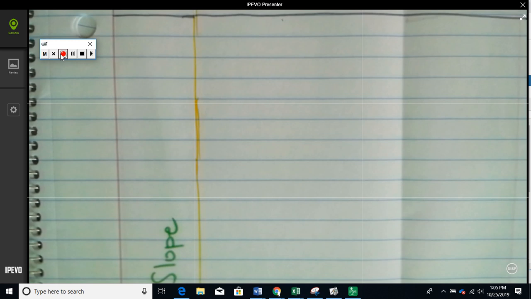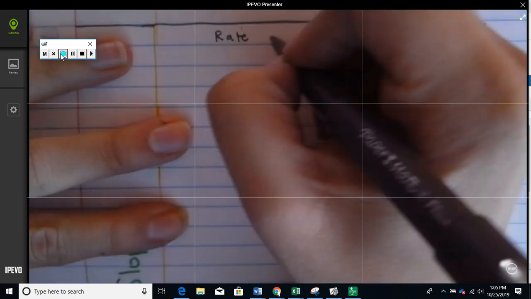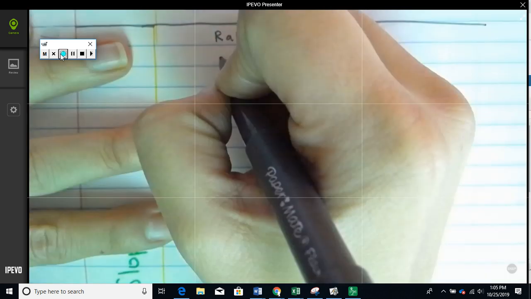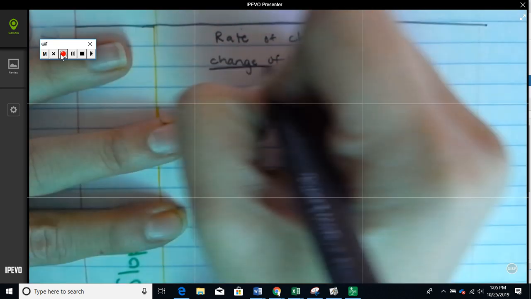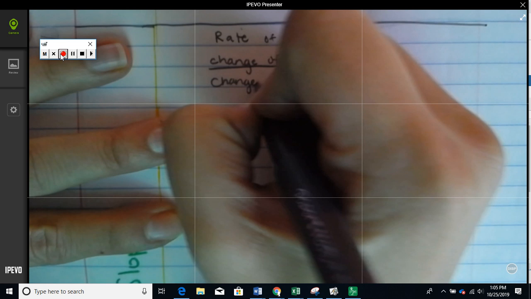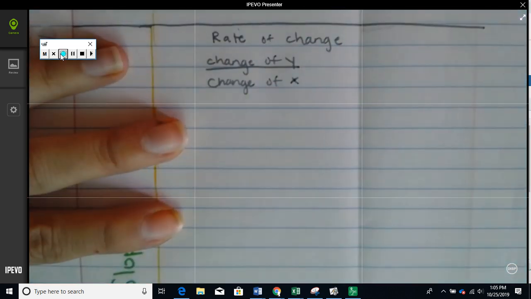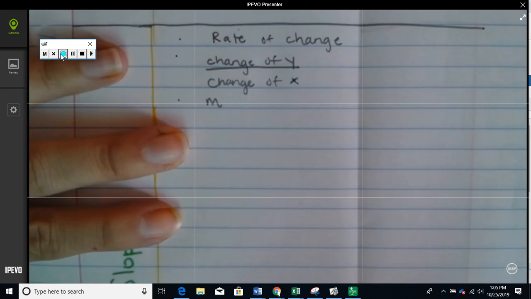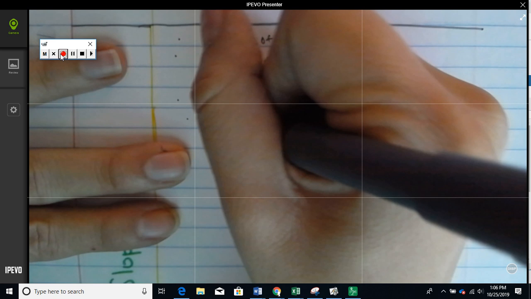So slope is the rate of change. So it's two things are changing. That's why you're going to get a fraction written as a rate. Okay? It's the change of y over the change of x. There's two things that are changing. Okay? It's a rate. So it's a number over a number. Okay? We use m to stand for slope, and it measures steepness.